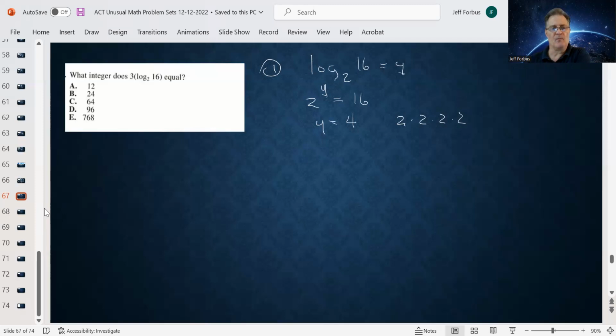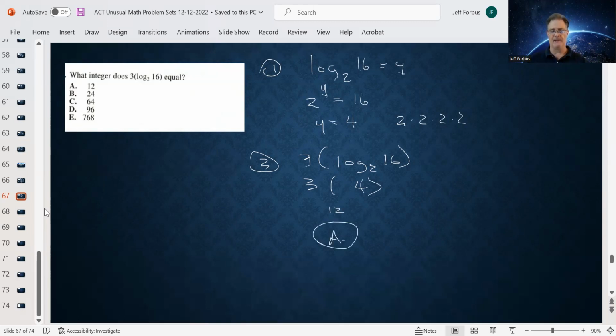Okay, now we know what that's equal to. So now what we can do is say 3 times log base 2 of 16. Well, 3 times, we know the log base 2 of 16 is equal to 4, because we just figured that out. So 3 times 4 is going to be 12. So our answer is going to be answer choice A.